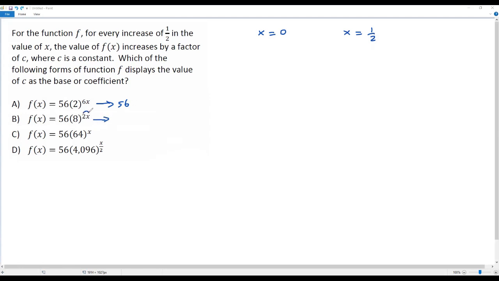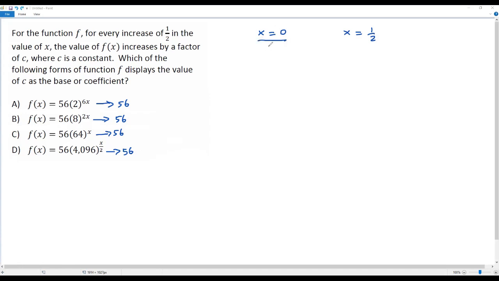Let's plug in x equals 0 here. Then 2 times 0 is 0, that is 8 raised to the power of 0, which equals 1. 1 times 56 is 56. And here when I plug in x equals 0, 64 to the 0th power is 1. 1 times 56 is 56. And here again, 4096 raised to the power of 0 is equal to 1. 1 times 56 is 56. In all the answer choices, I am getting f(0) equal to 56.